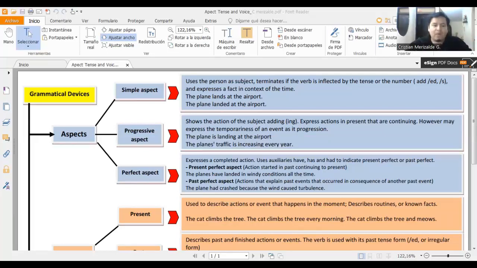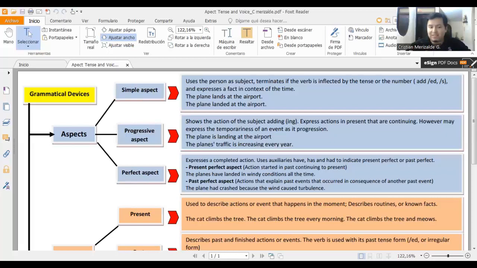Next we can see the progressive aspect. The progressive aspect shows the action of the subject by adding ing. It means the progressive form of the verb, and it expresses actions in the present that are continuing. However, it may also express the temporariness of an event or its progression. Let's see some examples. The plane is landing at the airport.